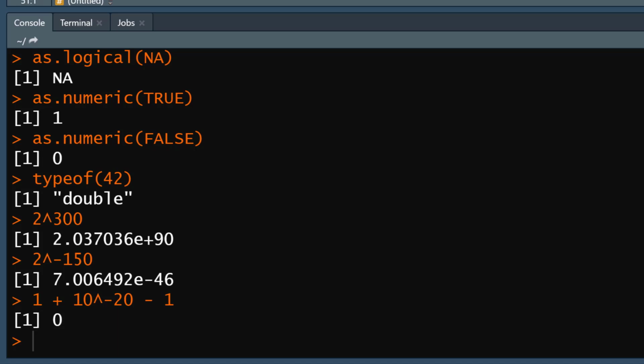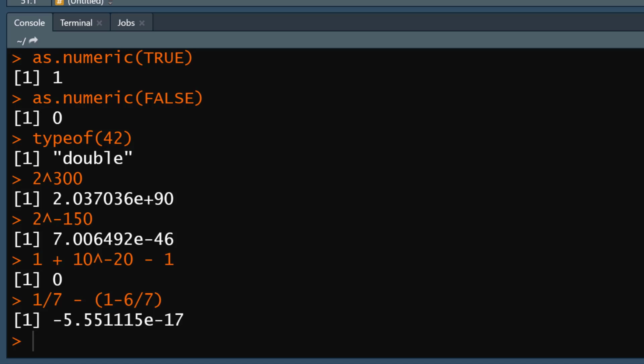This can occur in more benign cases as well. So what I have here is I take 1/7, and then I subtract off 1 minus 6/7. Now again, if you did this by hand, 1 minus 6/7 would be 1/7. 1/7 minus 1/7 is 0. What's happening here is R is rounding these numbers in such a way that they aren't precisely equal to each other. And then when I subtract the quantity in parentheses from 1/7, what I wind up with is something that's very, very tiny, but not quite 0.